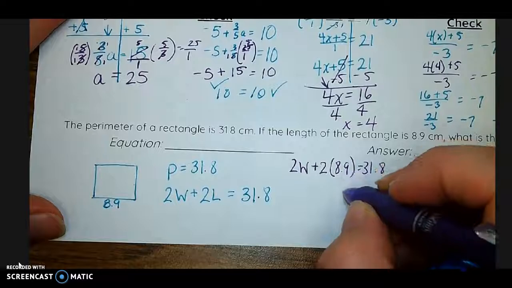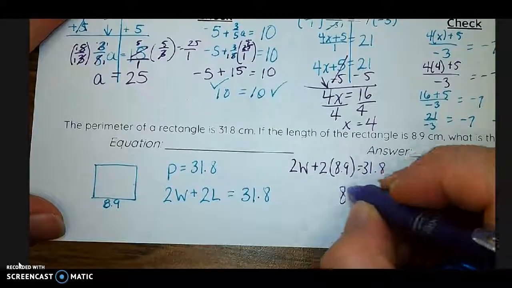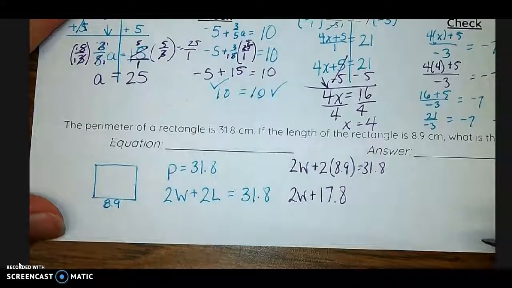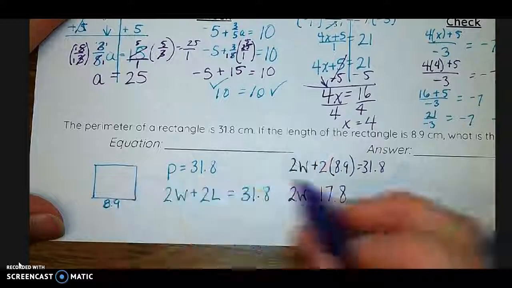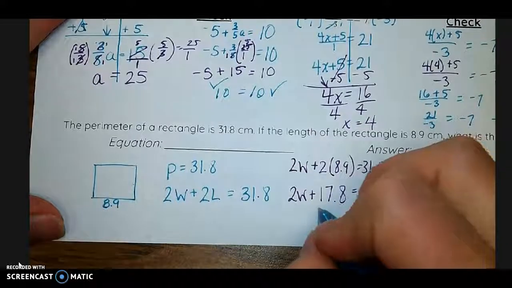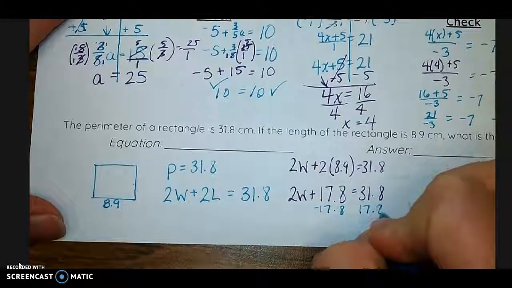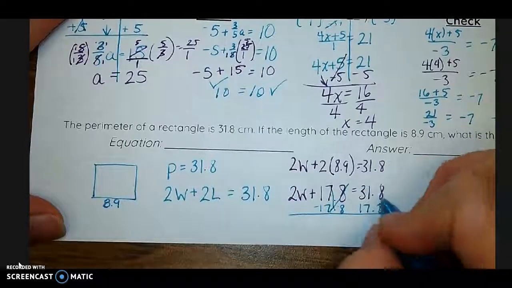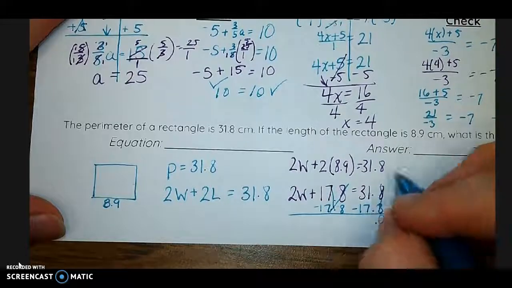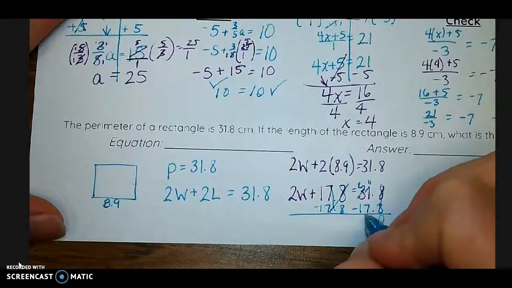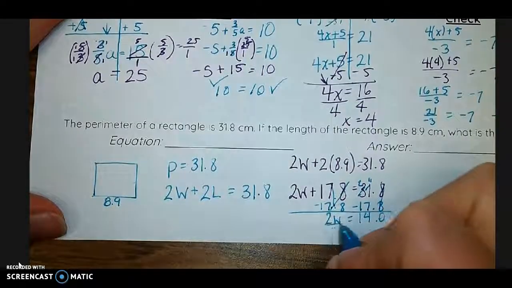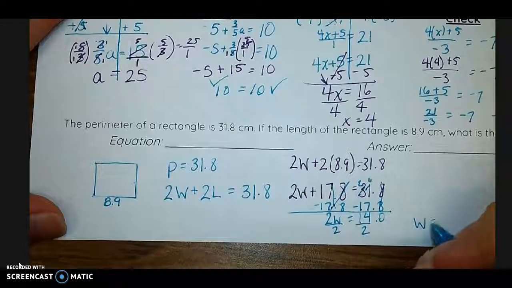So first I'm going to need to do 2 times 8.9 and get 17.8. So now 2 times the width plus my 2 lengths together, which is where that 17.8 comes from, equals my perimeter. I'm going to subtract. That cancels down to a 0. And I'm subtracting that as well. So I need to borrow. So I get 14. So 2 times something equals 14. I'm going to divide by 2. And I'm going to find that w equals 7.